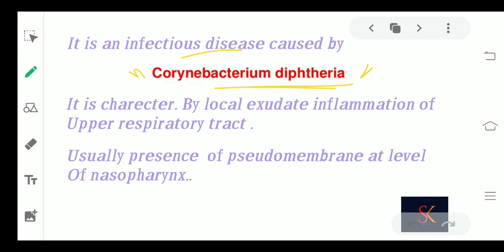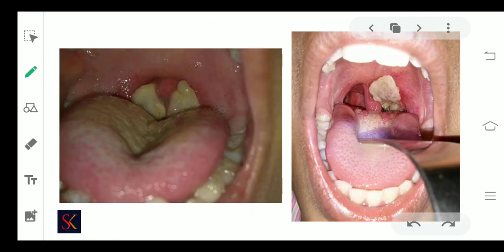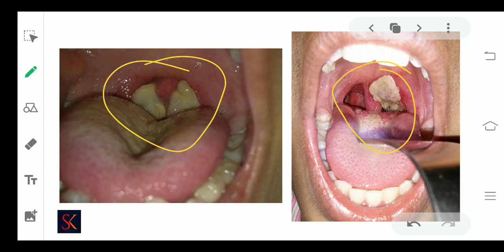If you see, it has got local exudate inflammation of the upper respiratory tract. So mainly diphtheria is all related to inflammation of the upper respiratory tract. This is what you need to remember. Also, usually there is a pseudomembrane seen at the level of the nasopharynx. If you see here, these white kind of membranous structures, or I should say the grayish kind of membranous structures, which you see are actually the pseudomembranes. Fine. Here also you can see in the figure, these are the pseudomembranes which are formed.